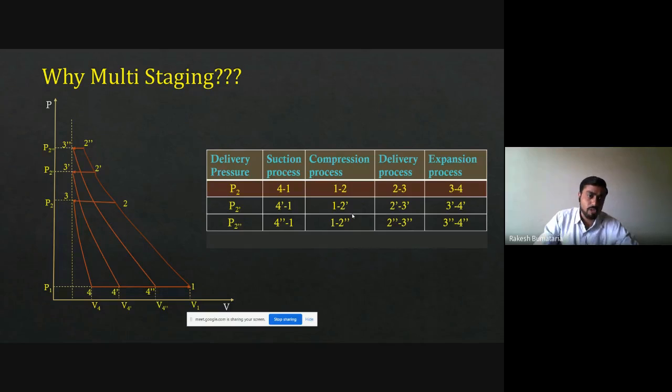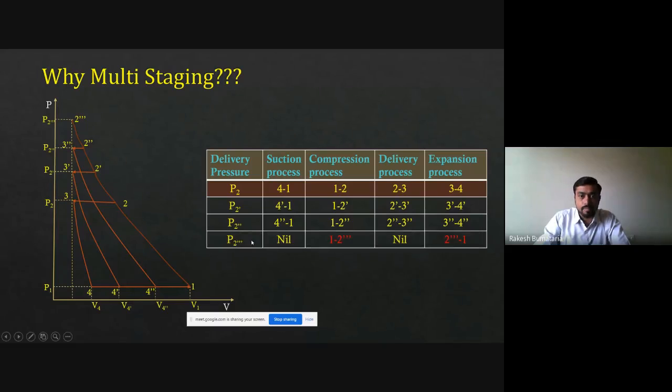We again extend our compression from 1 to 2 to a little bit higher level. Then compression will follow 1 to 2''. Let's take the analysis. By getting P2'' pressure, meaning 12 bar pressure, what happens? There isn't any suction and there isn't any delivery, but air will simply be compressed from 1 to 2''. It will be trapped within the clearance volume.